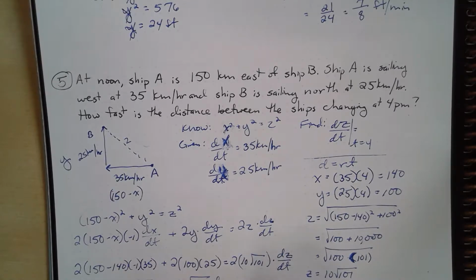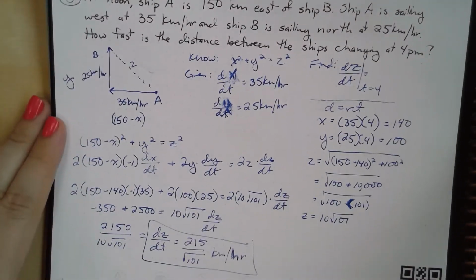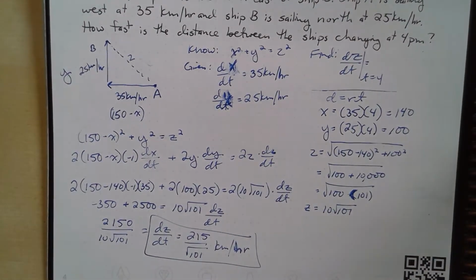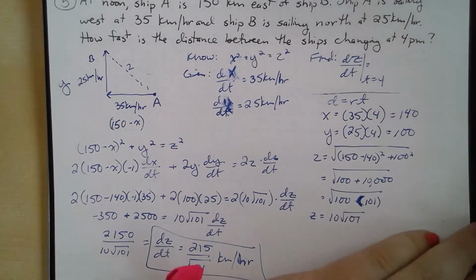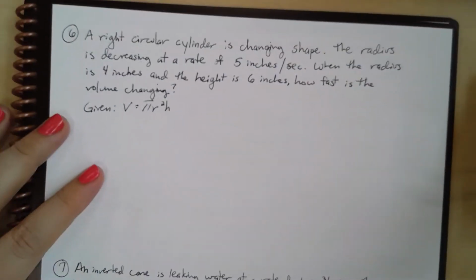I wrote per meter, but that's not correct. Per hour. That's our change in z with respect to t. All right. A little more complicated, but we've got two more that we're going to work through and solve. All right.